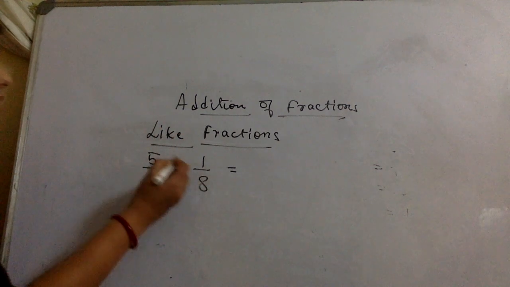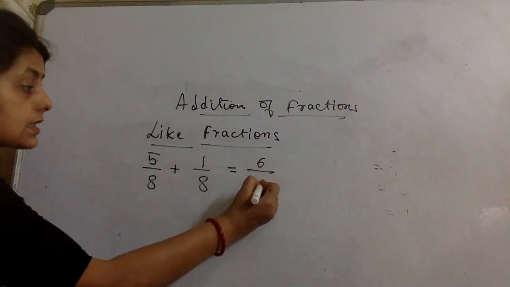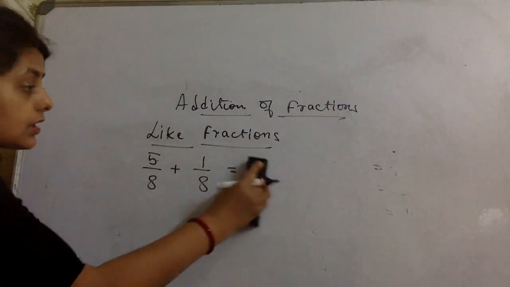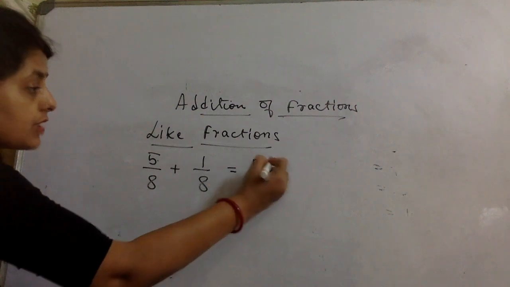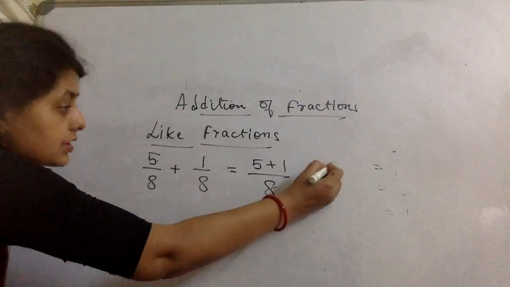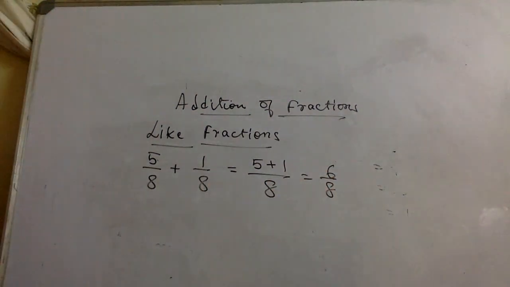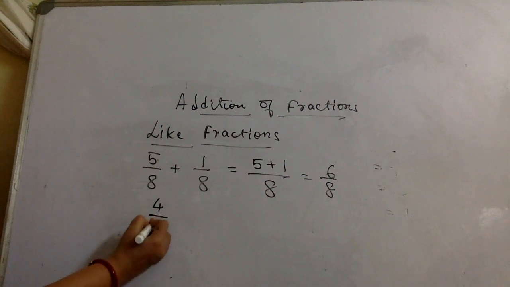So it is total at the numerators 6 by 8, or shall I make it 5 plus 1 by 8, which is 6 by 8. So total it becomes the cake which has been cut into 8 pieces. Out of that, 6 pieces have been taken. So let's take another one.